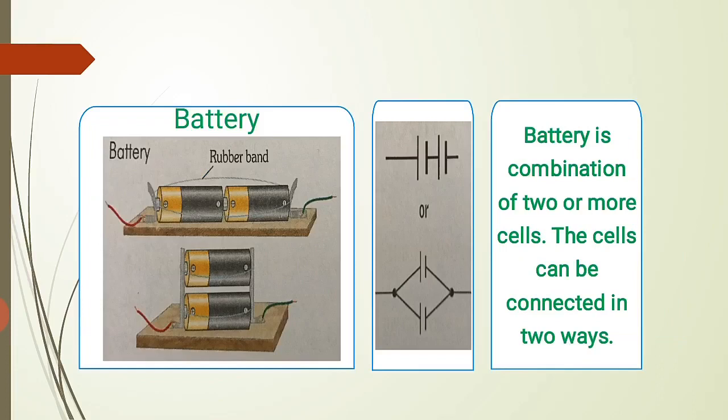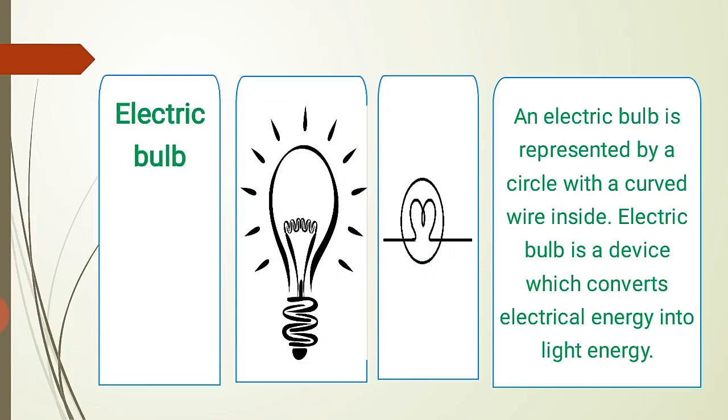Electric bulb. The figure and symbol of the electric bulb I have shown there, right? An electric bulb is represented by a circle with a curved wire inside it. So that is M shaped. See there, it is a circle represented with a curved line. So it seems like an M shape, right? The curved wire represents the filament of the bulb. Whatever may be the curved wire, that represents the filament of the bulb.